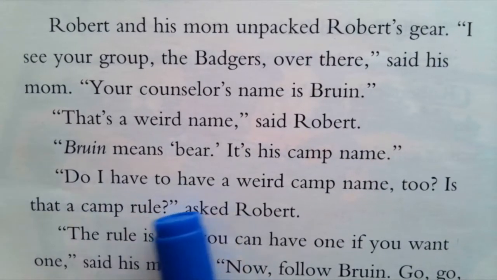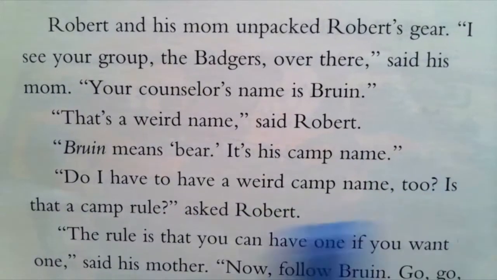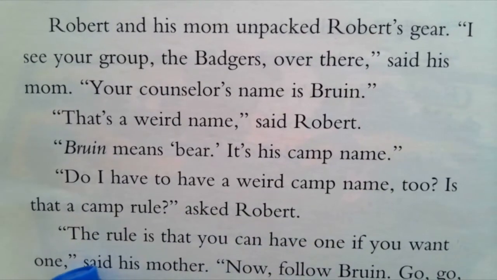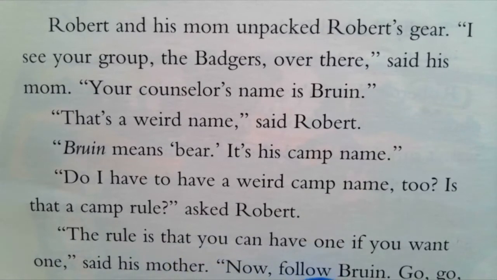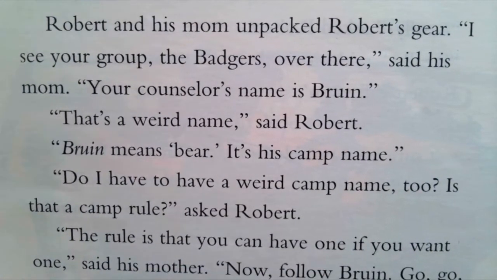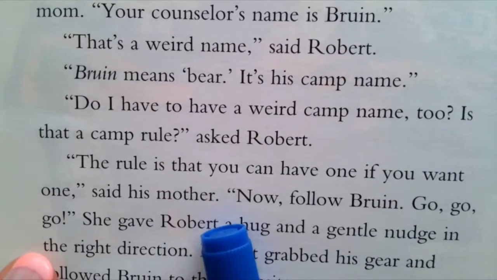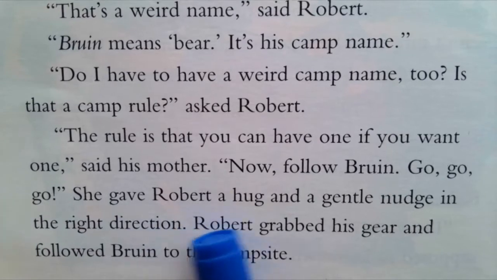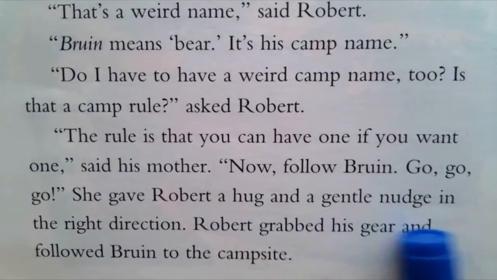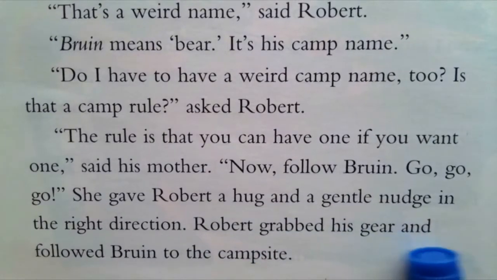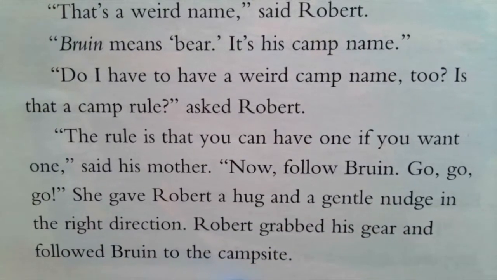"Do I have to have a weird camp name too? Is that a camp rule?" asked Robert. "The rule is that you can have one if you want one," said his mother. "Now, follow Bruin. Go, go, go." She gave Robert a hug and a gentle nudge in the right direction. Robert grabbed his gear and followed Bruin to the campsite.